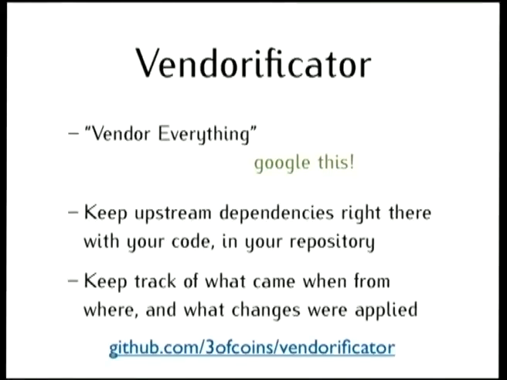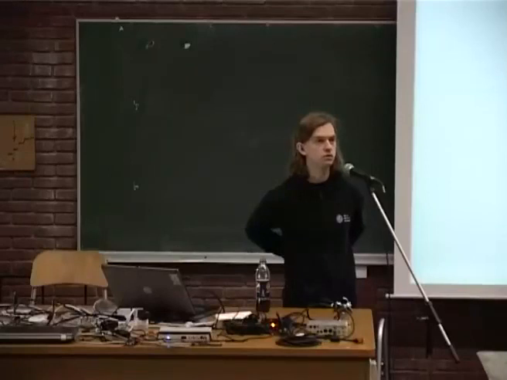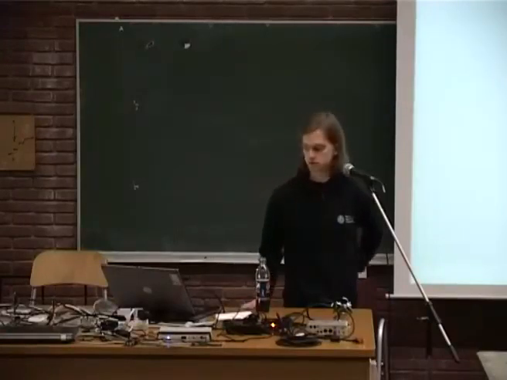And Vendorificator is a tool that works with Git to make it possible to not only include the vendor upstream sources, but also keep track of it, keep track of what pieces you have, where they came from, in which versions, and what the local changes are, because there are always local changes.